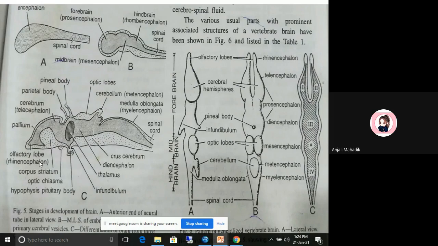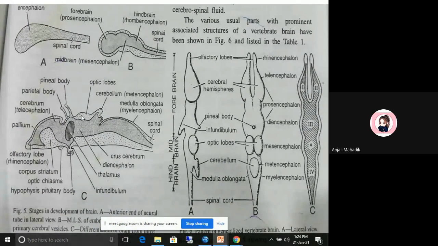The olfactory lobe is also called rhinencephalon. The cerebrum is also called telencephalon. Then the diencephalon is also called thalamencephalon. So these are the pineal body and parietal body. These are the stalks: the pineal stalk and the parietal stalk.